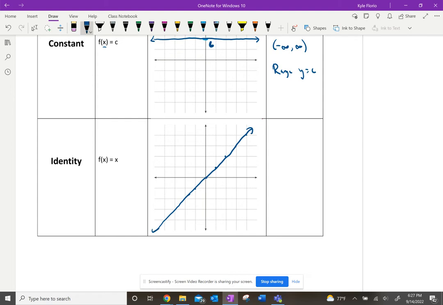You can plug anything into it, you get that same number out. So the domain is going to be all real numbers, and you could say negative infinity to infinity. The range is going to be the same thing. I can put anything I want into this function, and whatever I put in, I get out, so I can get out anything. So the range is also going to be all real numbers, or negative infinity to infinity.